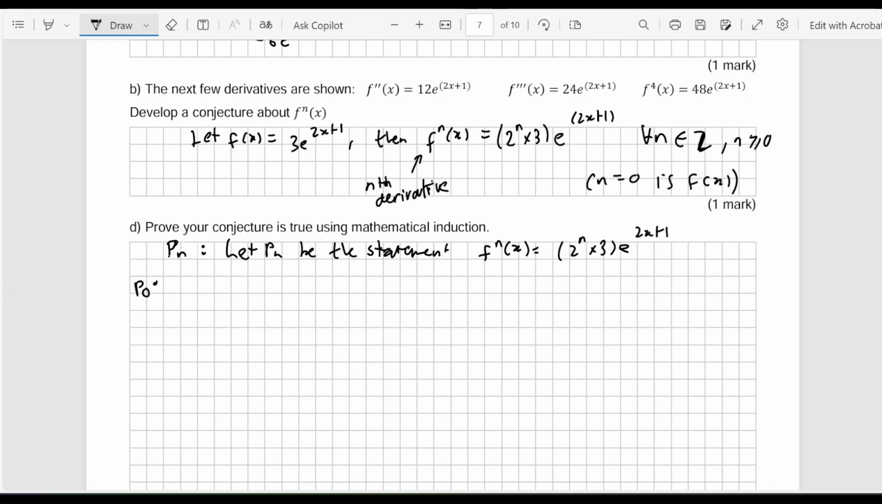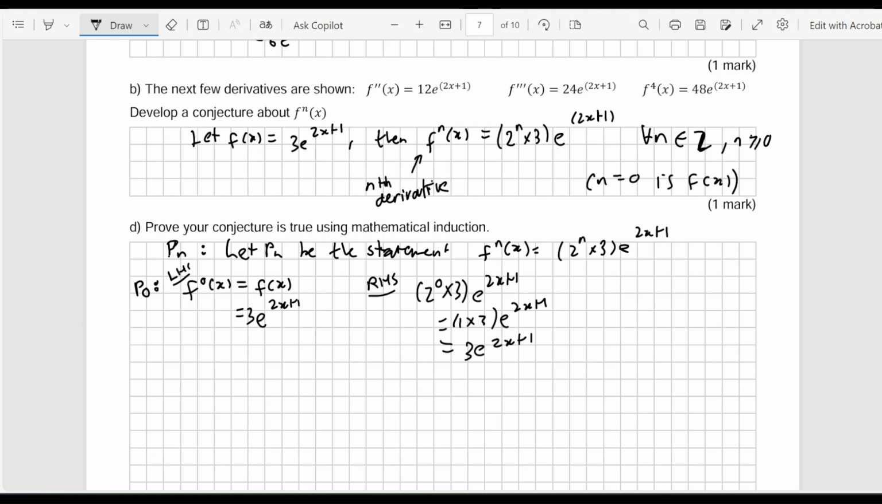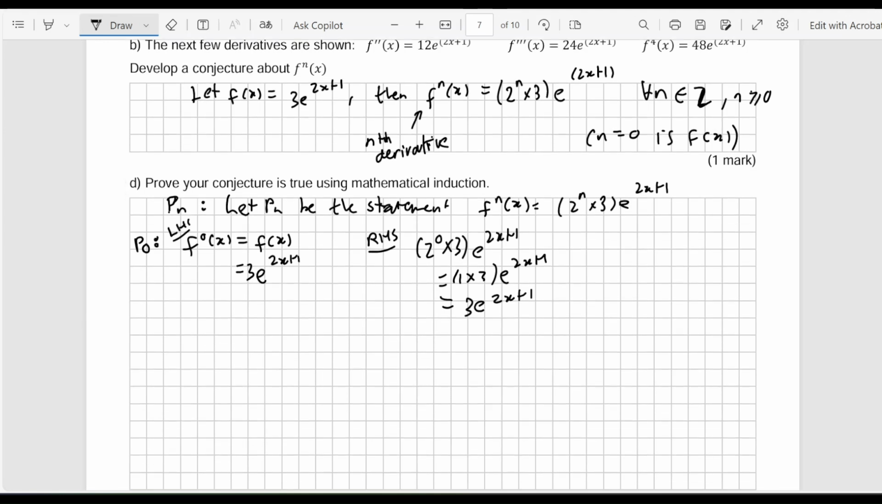P1 or P0. So f0 of x is f of x, which is 3e to the 2x plus 1. Now this is on our left-hand side. On our right-hand side, this will be 2 to the 0 times 3e to the 2x plus 1, which is 1 times 3e to the 2x plus 1. Oh, f should have had a 3 on there, which is 3e to the 2x plus 1, just like that. Cool. Therefore, P0 is true, because they match.